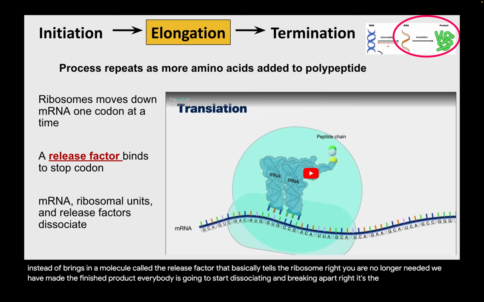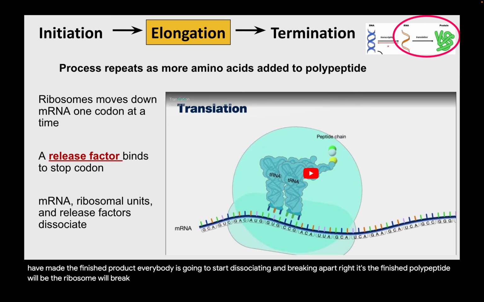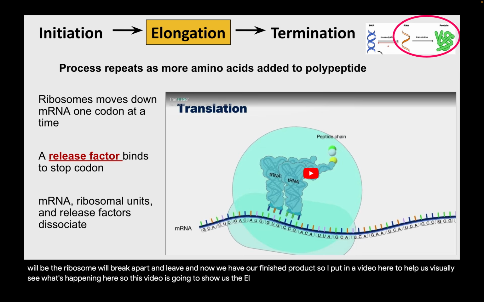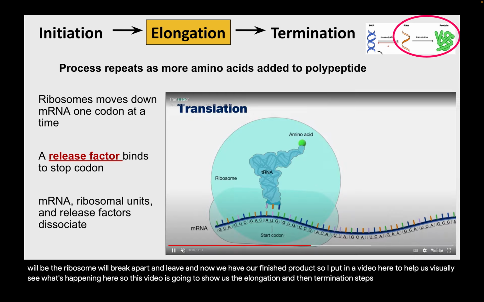So the finished polypeptide will leave. The ribosome will break apart and leave both of its subunits. And now we have our finished product. I put in a video here to help us visually see what's happening. This video is going to show us the elongation and then termination steps.